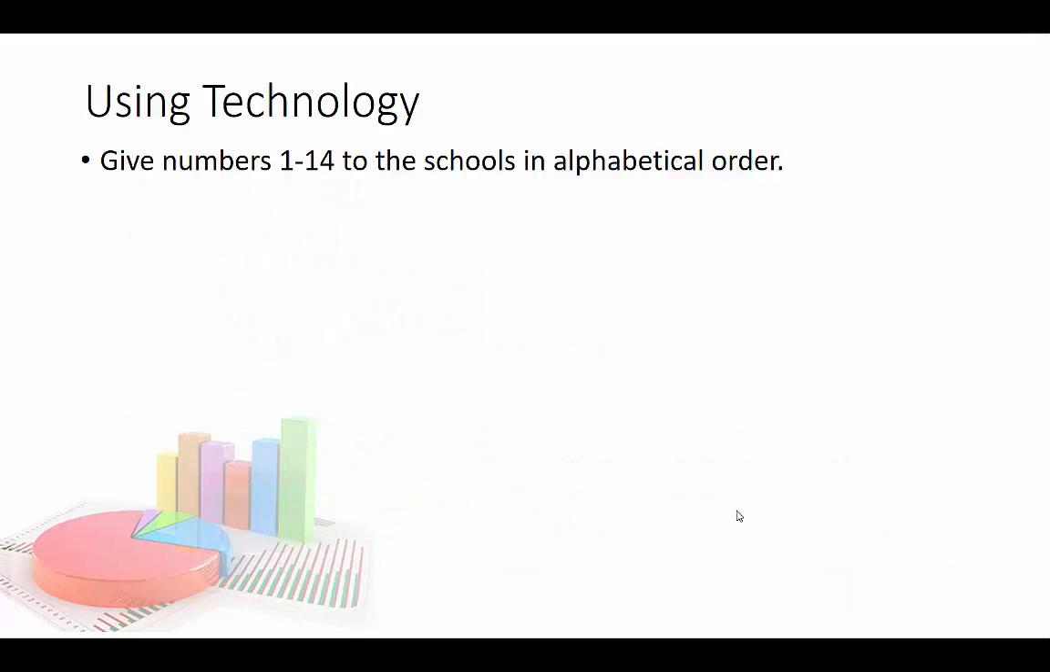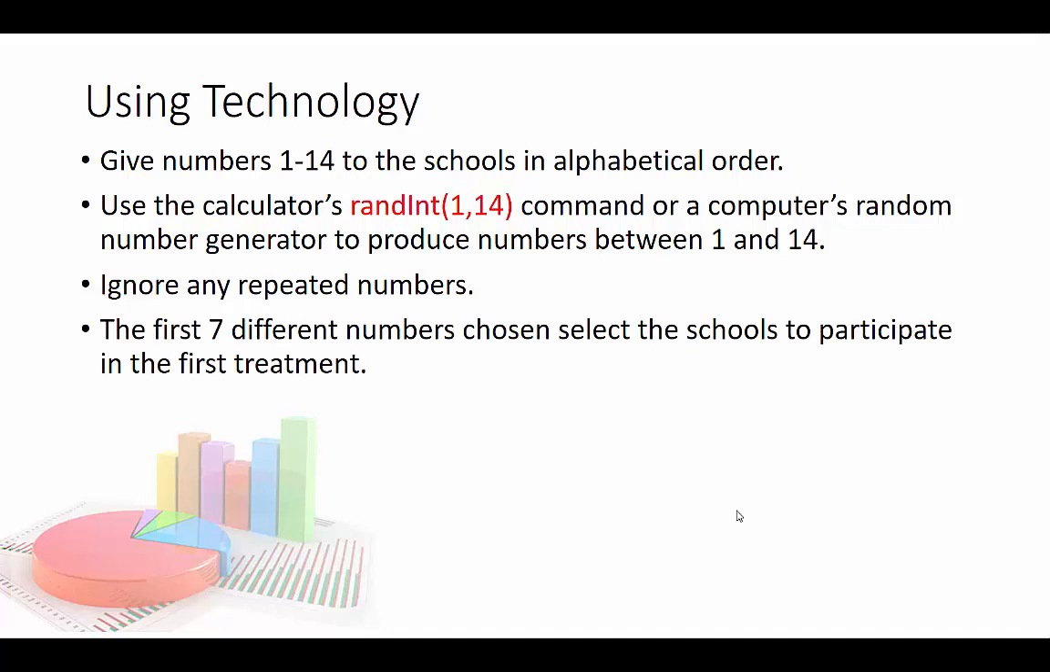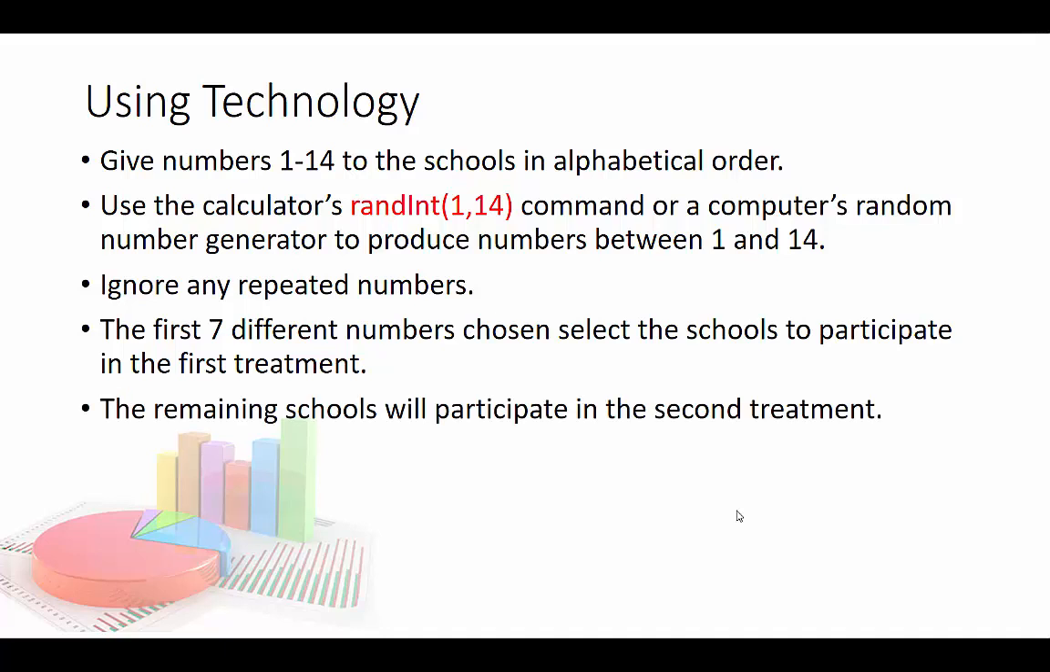All right. Using technology, again, what I was telling you before, give numbers 1 to 14 to the schools in random order. Use the calculator to produce numbers. Ignore any repeats. I didn't mention that, so I would have gotten dinged about the repeats. The first 7 different numbers chosen select the schools to participate in the first treatment. And then the remaining schools will participate in the other treatment.